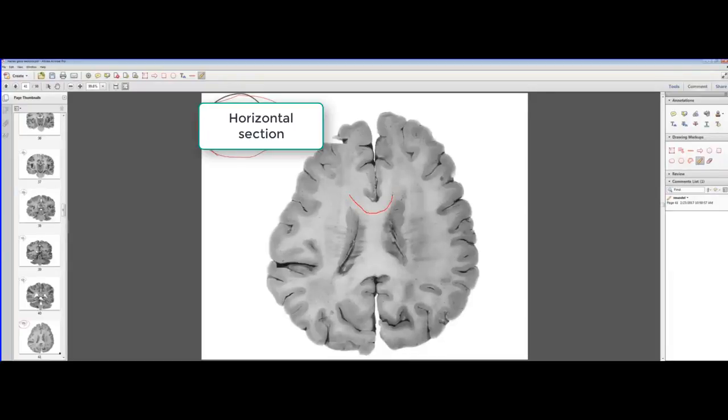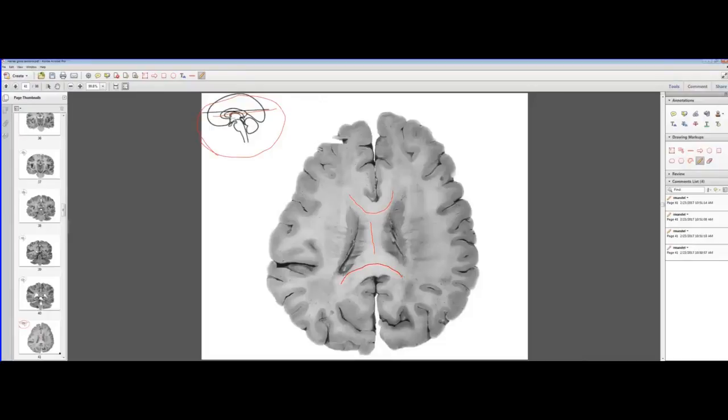Here we have the genu of the corpus callosum. So really, again, this is probably more like this. We have the body and then the splenium down here.